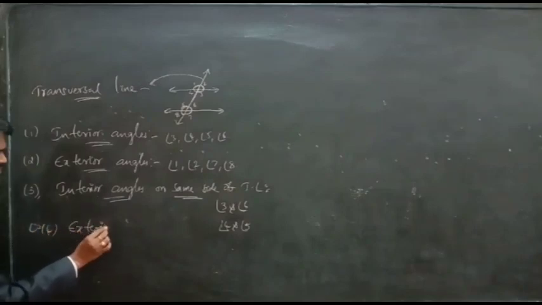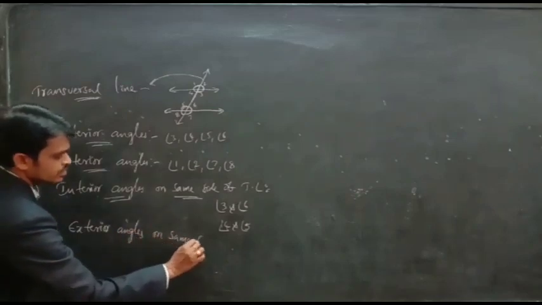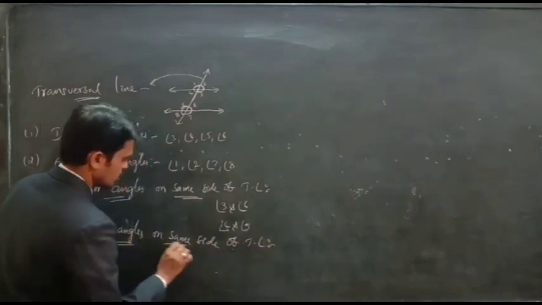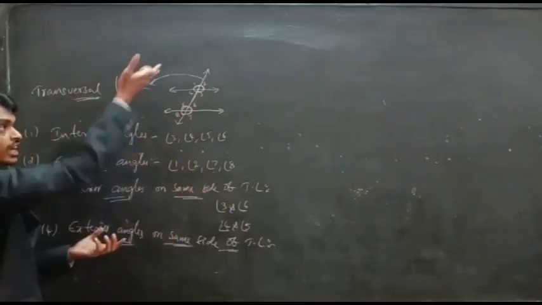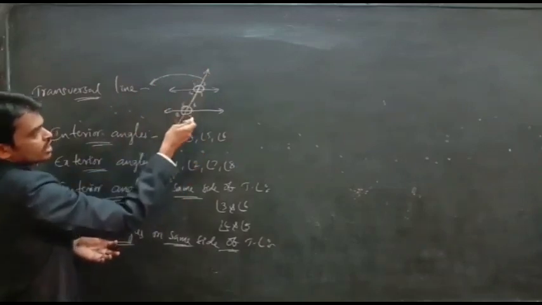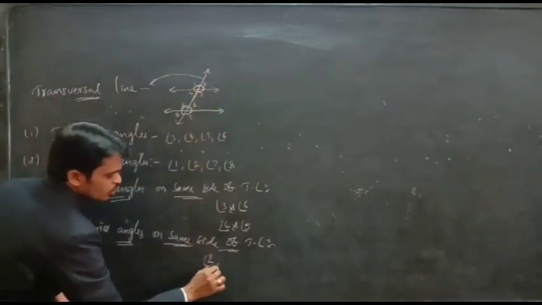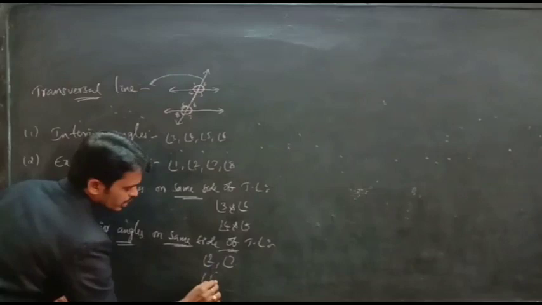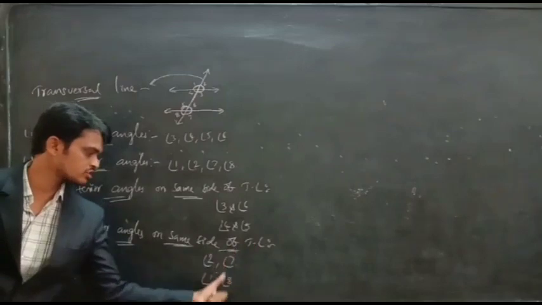Next, the fourth one: exterior angles on the same side of the transversal line. Now we are discussing the exterior angles on the same side of the transversal line. So 2 and 7 are both on the same side and both exterior angles. One pair is 2, 7, and another pair is 1, 8. These are the exterior angles on the same side of the transversal line.